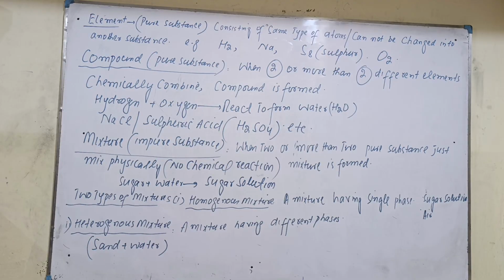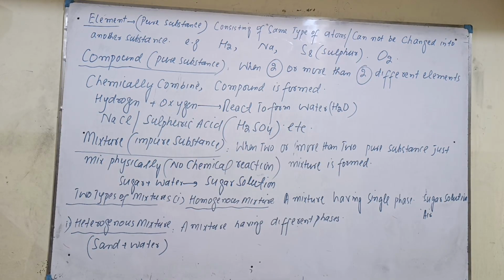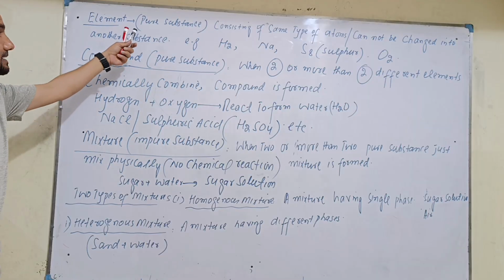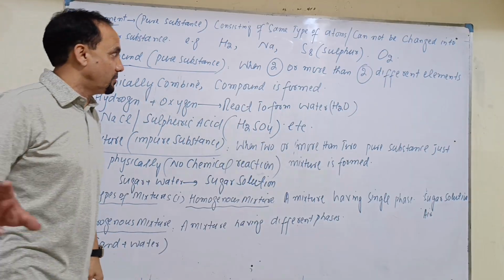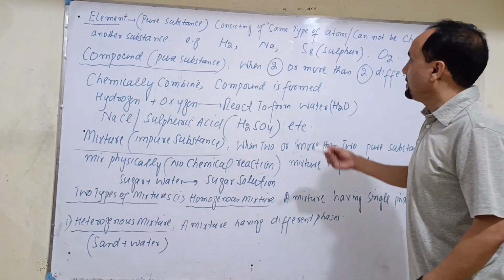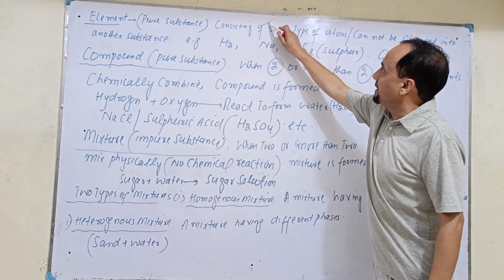Now further definitions of chapter number 2, and the next is element. Now an element is a pure substance. What is the meaning of pure substance? Consisting of the same type of atoms.